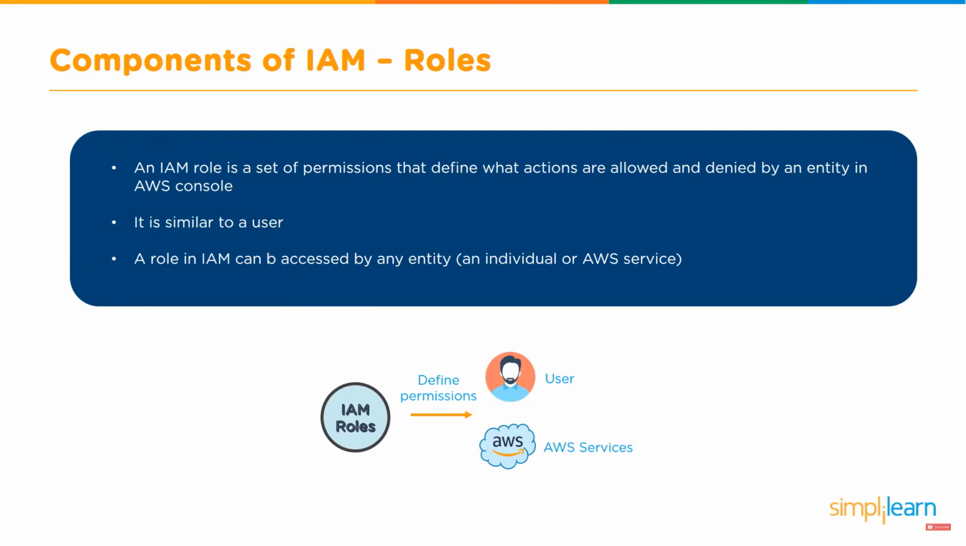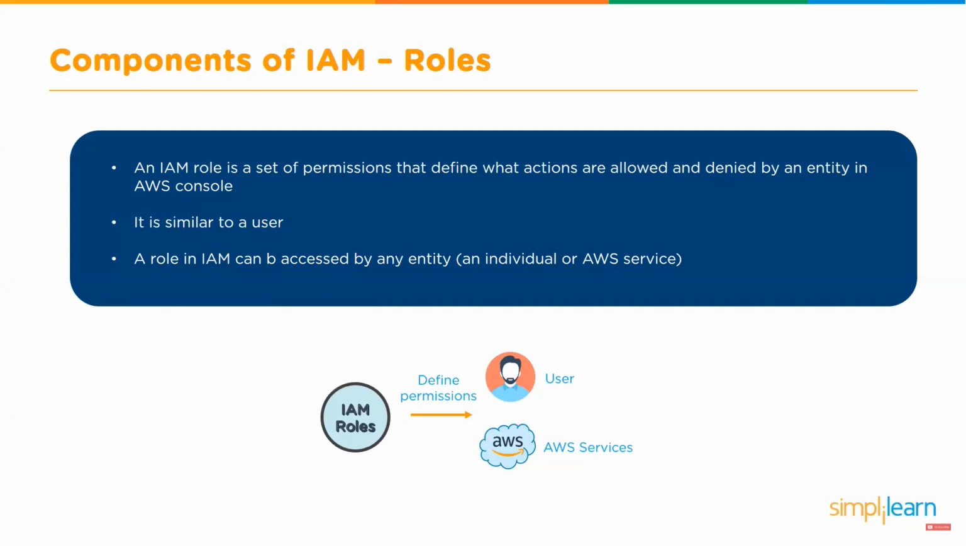Now, instead of it being uniquely associated with one person, a role is intended to be assumable by anyone who needs it. Roles generally do not have long-term credentials, passwords or access keys associated with them. It only has temporary credentials created dynamically and provided to the user as and when the user assumes a role and wants to access any service. Roles can be assumed by users, by applications, and by services that normally don't have access to AWS resources.